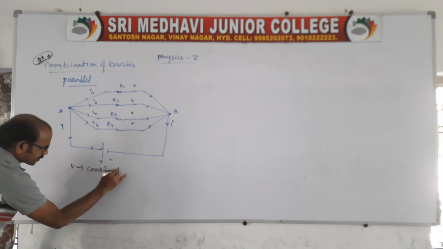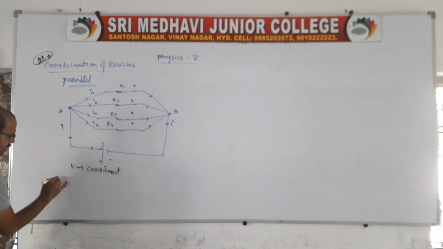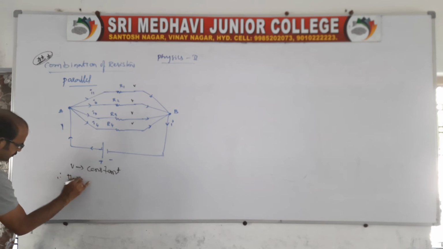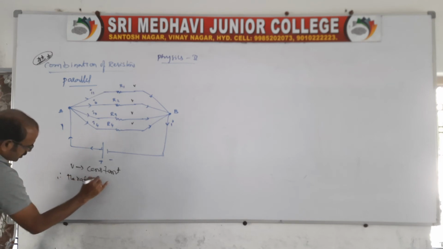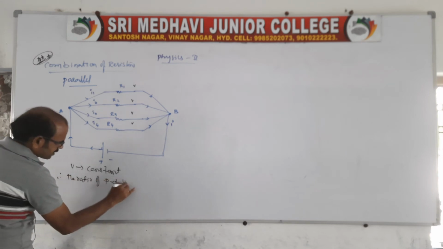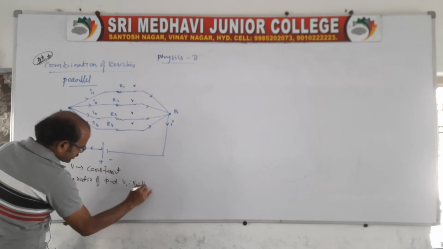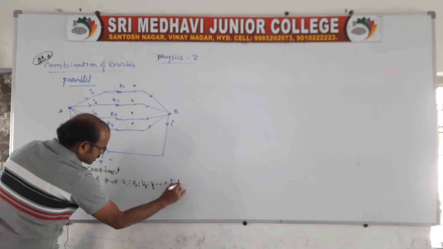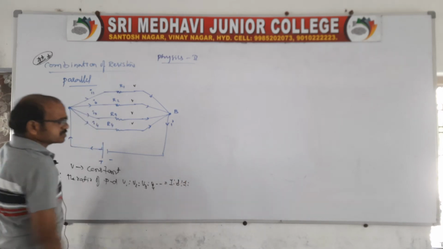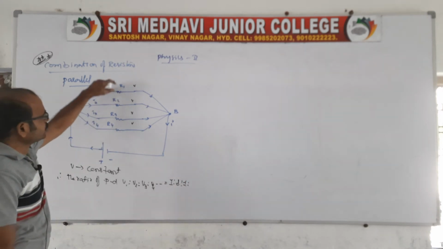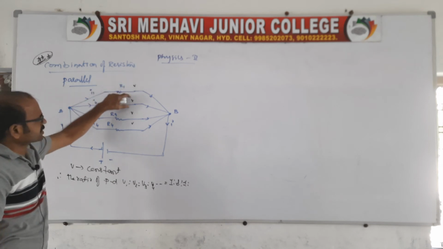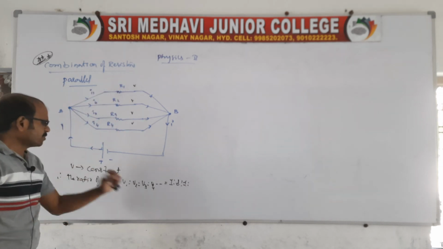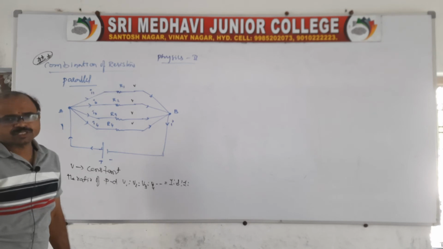So the ratio of potential differences in a parallel combination, V1 is to V2 is to V3 is to V4 and so on, is equal to 1 is to 1 is to 1 is to 1, because it remains the same. Each and every resistor has the same potential difference. So the ratio will be 1 is to 1 is to 1 is to 1.